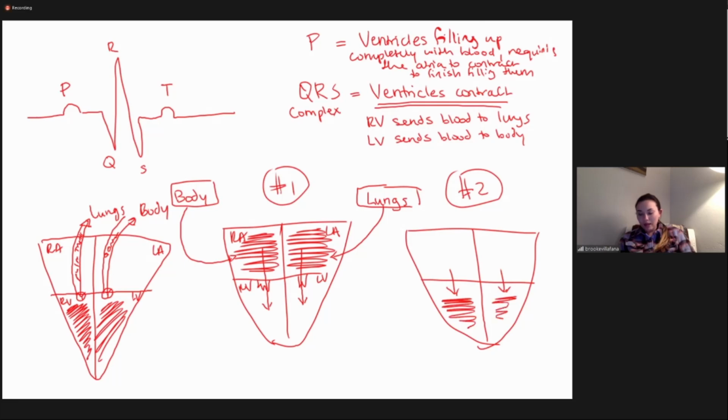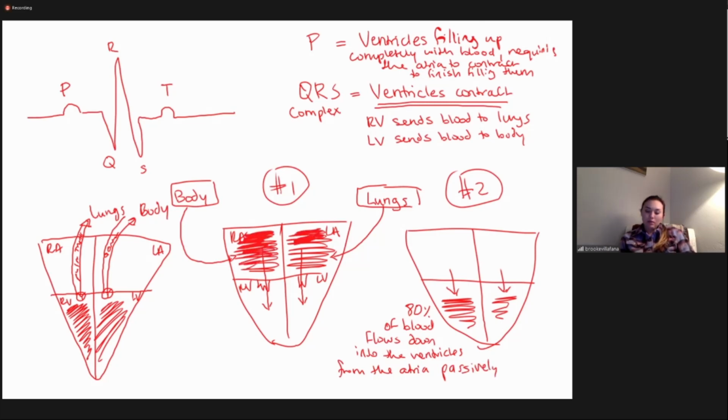But only 80% of blood flows down into the ventricles from the atria passively. So what this means is 80% of this blood that's up here in step number 2 flows down passively, right? So we get these ventricles are 80% full of blood, but they do not have 100% of the blood that was at the top. Okay, so we fill them up, but only to 80%.